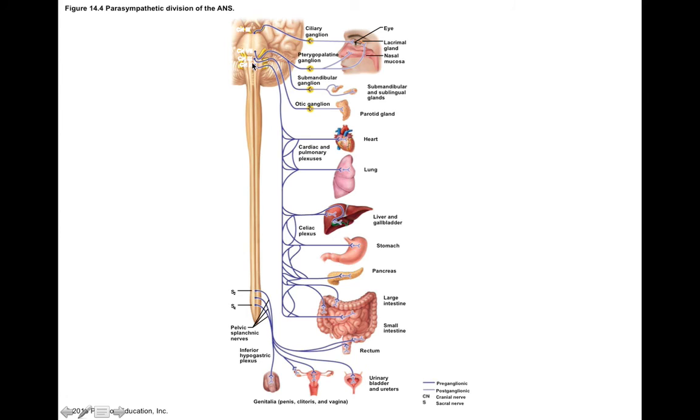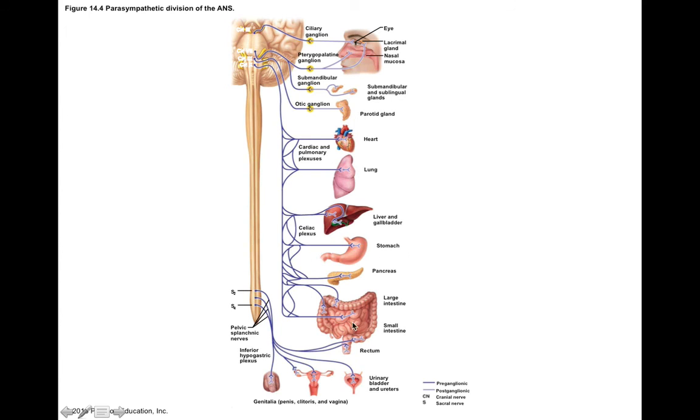And then cranial nerve number 10 carries 90% of preganglionic parasympathetic nerve fibers, and it goes to your heart, your lungs, as well as most of your abdominal viscera. And so on your heart, it's going to slow your heart rate down. On your lungs, it's going to bronchoconstrict. And then on your digestive viscera, it's going to increase digestive activities.